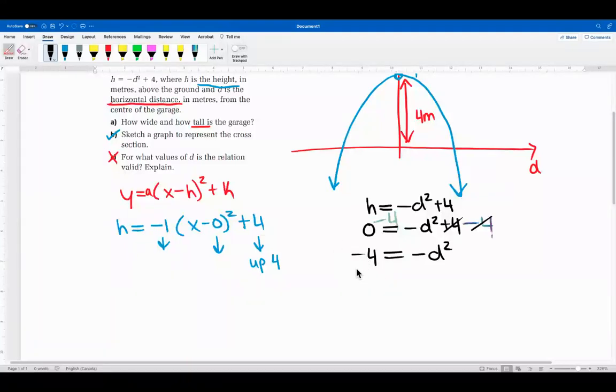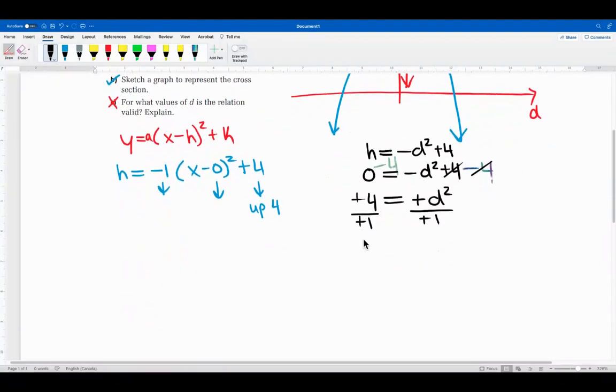And just to show you, imagine you divide both sides by -1. This negative and this negative cancel or reduce. This negative and this negative reduce as well. So we have 4 equals d squared.